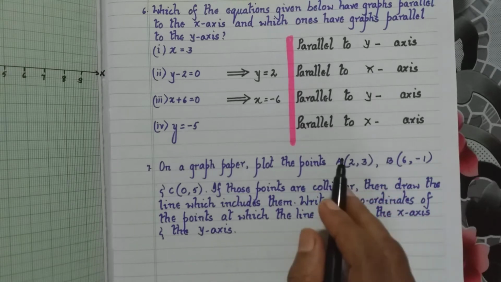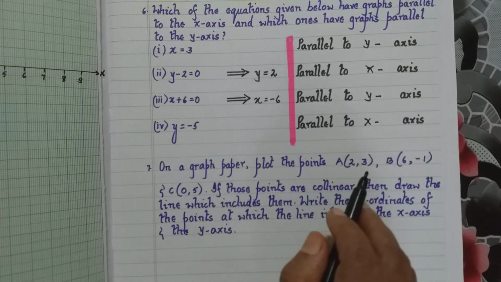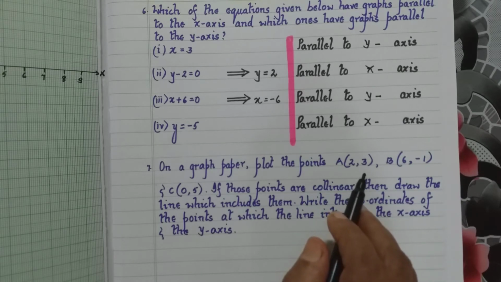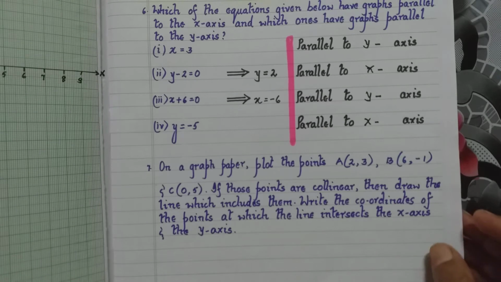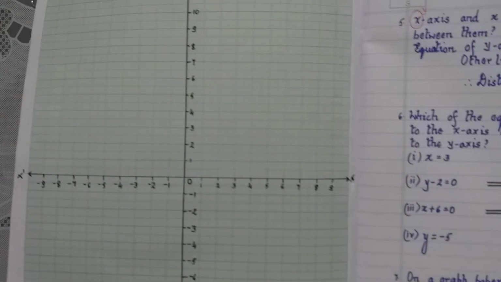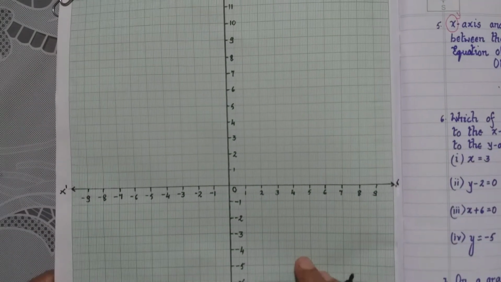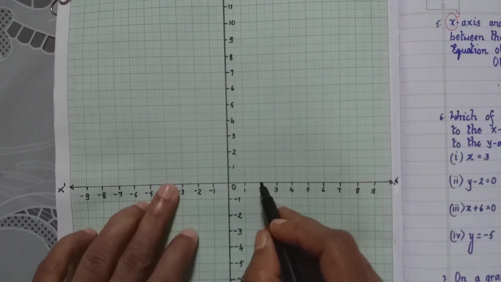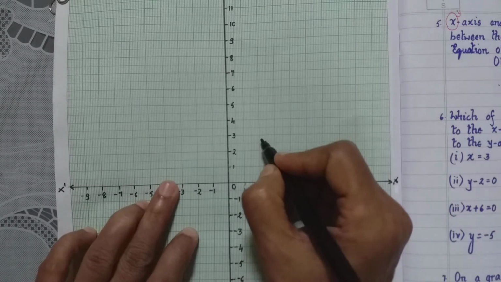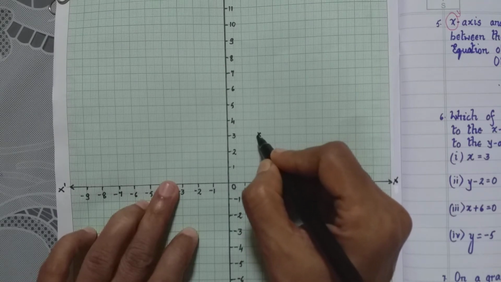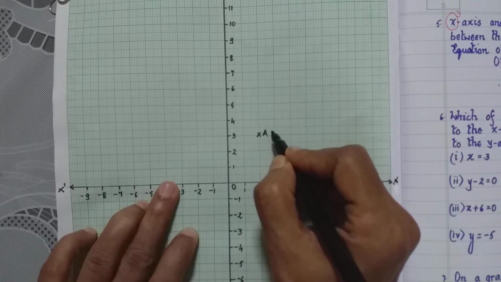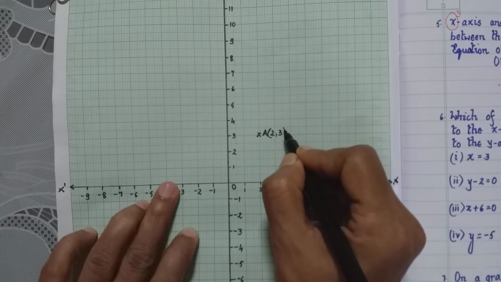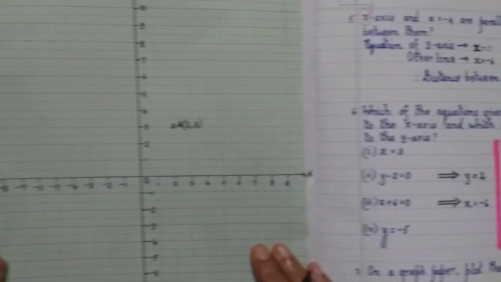We'll take the first point A 2, 3. Both the coordinates are positive. Therefore, it lies in the first quadrant. Okay, so first we'll mark that point A 2, 3. Look at the graph paper. For this is the first quadrant. 2 on the x-axis and 3 on the y-axis is this point. So A 2, 3.